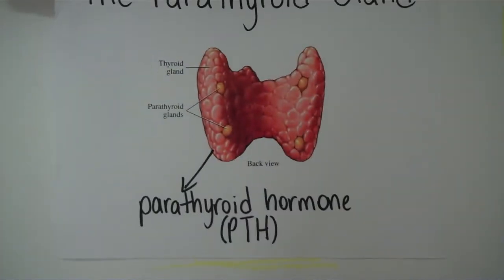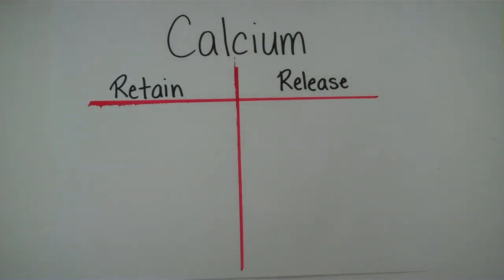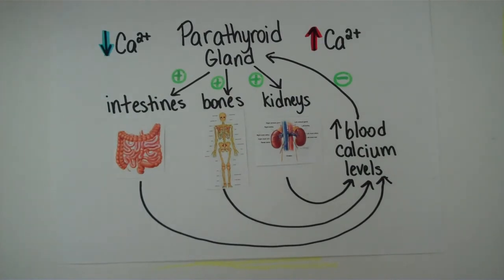Within the thyroid are the parathyroid glands, which produce parathyroid hormone, or PTH, to regulate blood calcium and phosphate levels. Calcium levels either stimulate or inhibit the release of PTH. When calcium levels are low, PTH is released to act on the kidneys, intestines, and bones. It causes the kidneys and intestines to retain calcium, and the bones to release calcium by breaking down bone cells and separating the calcium from the phosphate ions. High calcium levels inhibit the release of PTH.